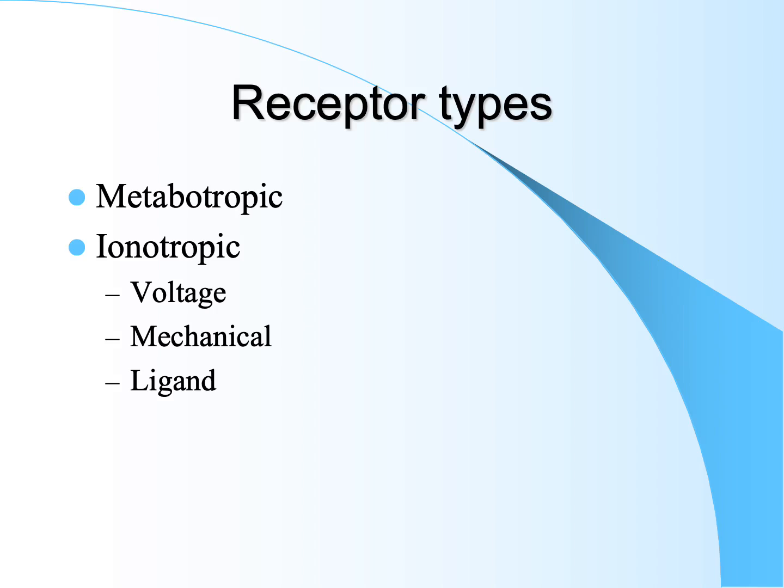We have what are referred to as metabotropic receptors. These are receptors that are going to be involved with a response to a change of metabolism within the cell. And then we have ionotropic receptors. These are receptors that change function based off of changes to the membrane itself.